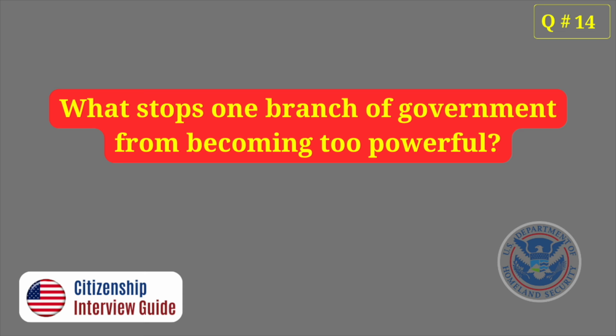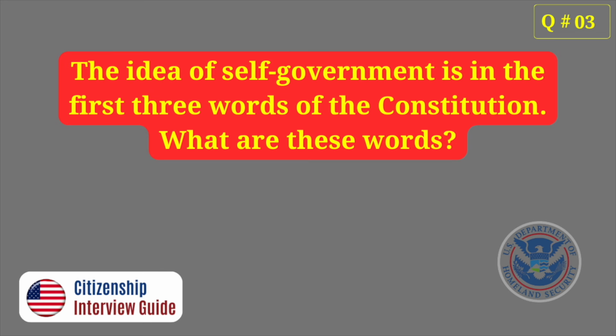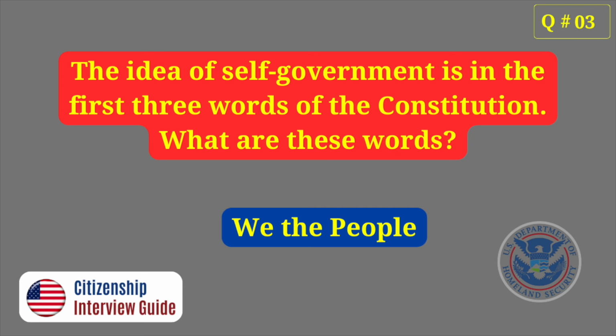What stops one branch of government from becoming too powerful? Checks and balances. The idea of self-government is in the first three words of the Constitution. What are these words? We the people.